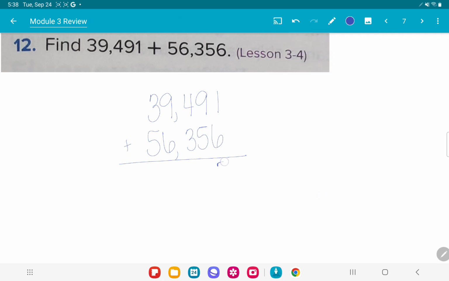1 plus 6 is 7. 9 plus 5 is 14. I'm going to regroup my 10. 3 and 1 make 4. That's a double. 4 and 4 is 8. Then 9 plus 6 is 15. Regroup that 1. 3 plus 5 plus 1 is 9. So my answer is 95,847.